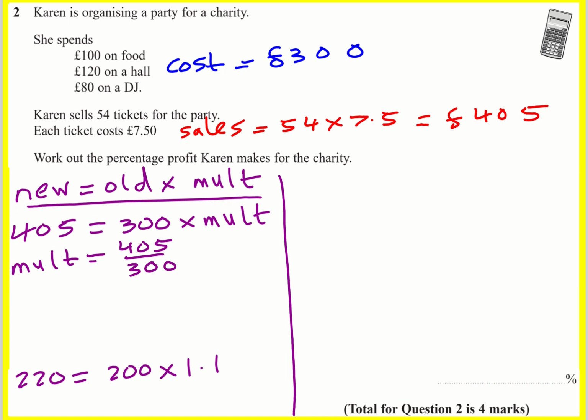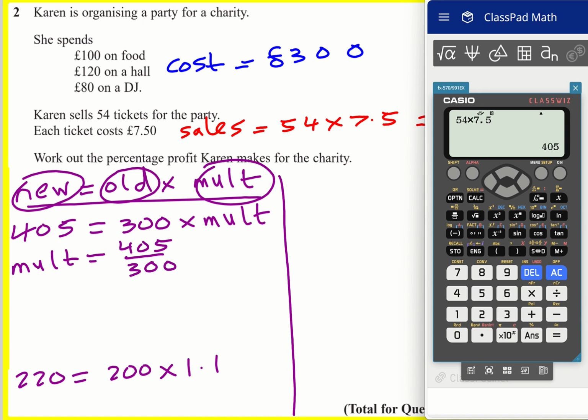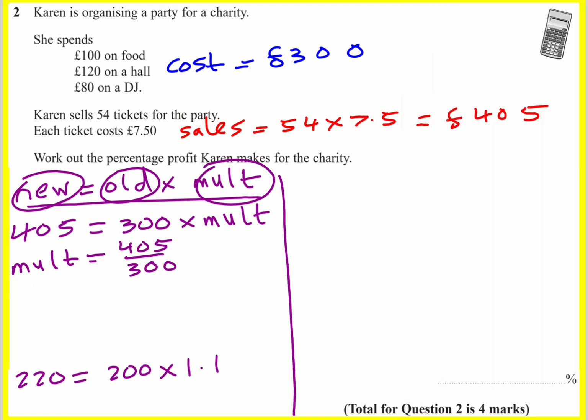This equation allows you to work out percentage increases, like you can work out the new amount, but you could do the reverse percentage with the old amount, and you can also work out the percentage change. So one equation just does so much. Okay, so I'm going to get the multiplier. It's 405 divided by 300, and that gives me 1.35.